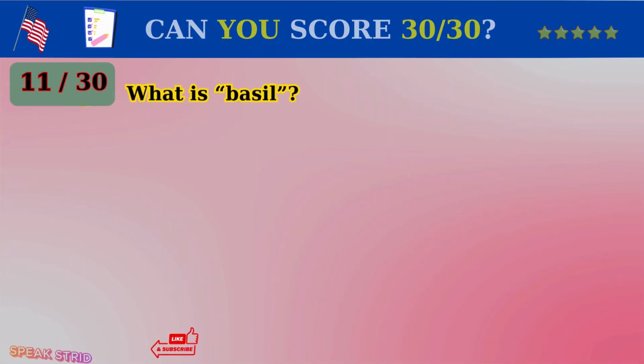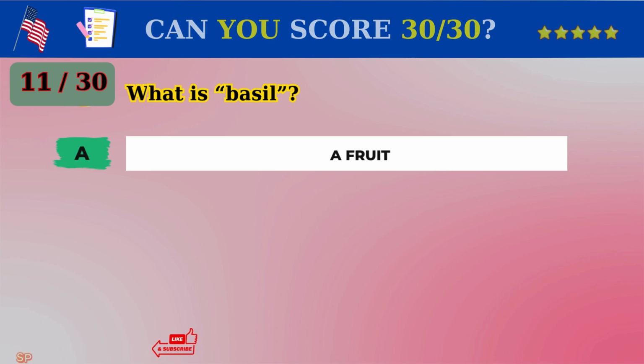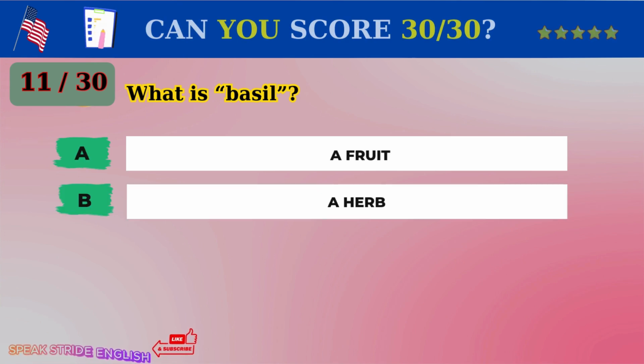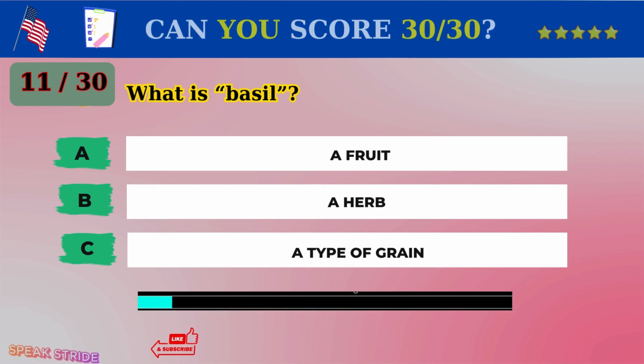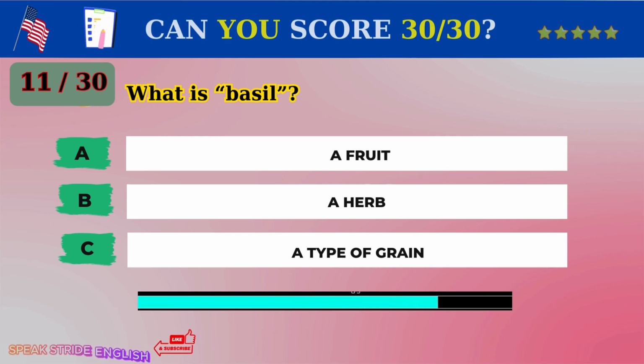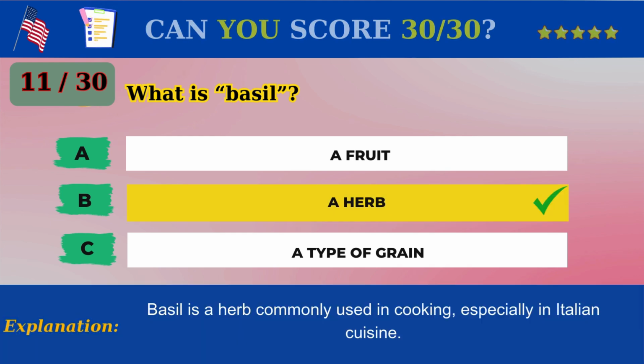What is basil? A. A fruit. B. A herb. C. A type of grain. Answer: herb.